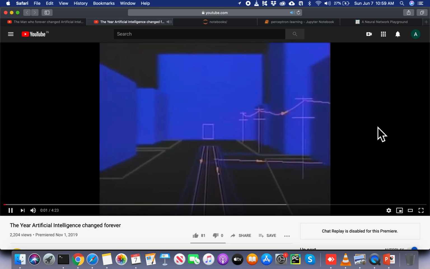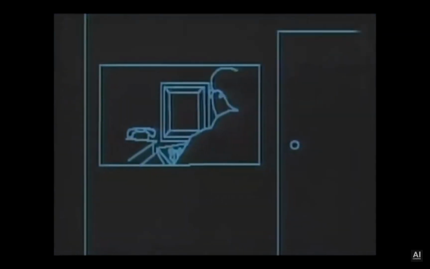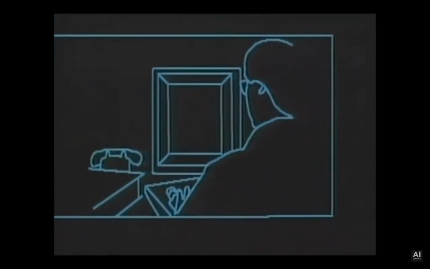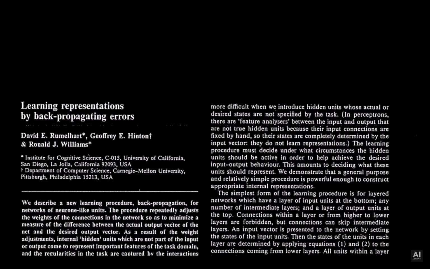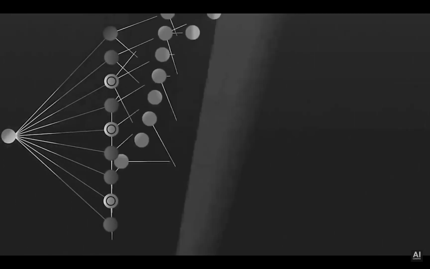In 1986, the world of neural networks was about to change. After decades of silence, finally, a method to efficiently compute the weights in a multi-layer neural network was invented. The stage was set for a revolution. Welcome to the rise of neural networks.